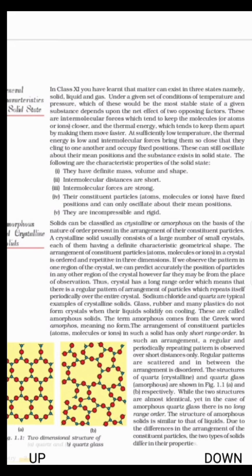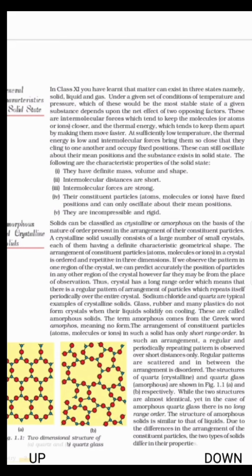So we can start the class. In the previous classes we have studied the three different states of matter. What are the three different states of matter? Solid, liquid and gas. And you also studied some of the properties of these three states and why they are showing different characteristics. Everything you have studied.